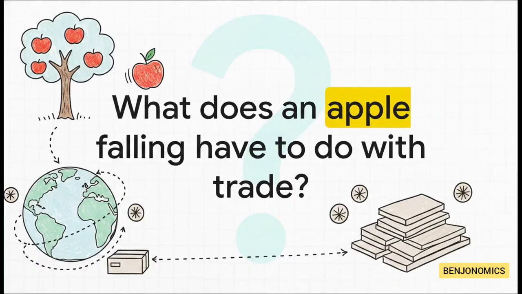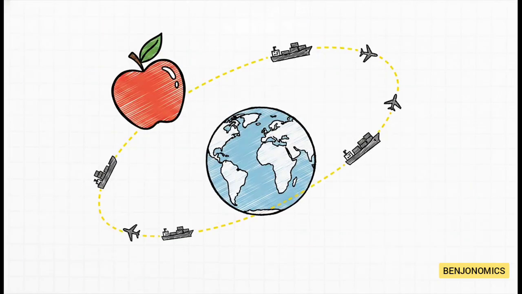Now, I want you to really think about this for a second. What on earth does an apple falling from a tree have to do with billions of dollars in global trade? It sounds like the setup to a strange joke, I know, but it's actually the foundation of one of the most successful economic frameworks ever created. Believe it or not, the secret is gravity.